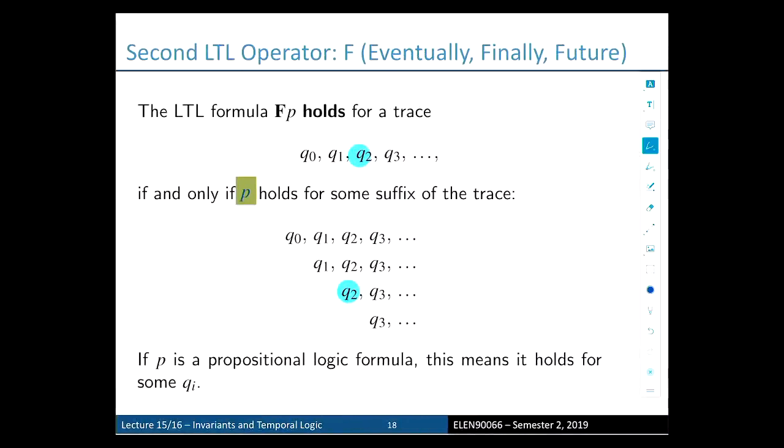Finally, or eventually, or future, these are again different names given to this other one. It means if I go and look at all the possible traces again, there is at least one trace for which the formula holds. So here, this example is it holds for this trace. It doesn't matter if it doesn't hold for any other one. There exists at least one suffix, one subtrace for which the formula holds. Eventually, there is a state somewhere in the future that the formula holds for.